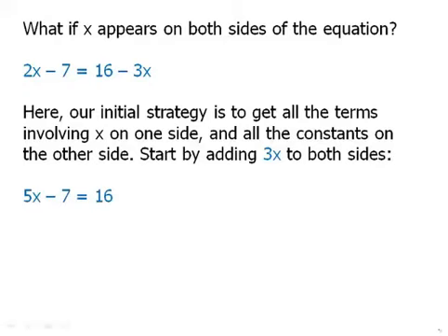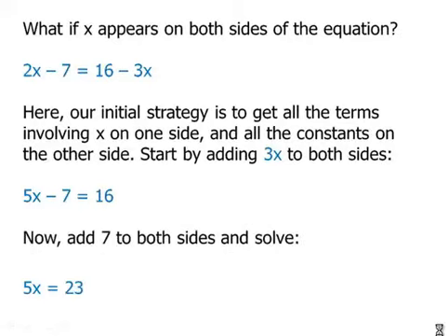On the right side, the x's will just cancel, and on the left side, we get 2x plus 3x equals 5x. Now we have all the x's on one side, so we can just add 7 to both sides. We get 5x equals 23, and divide. We can express the answer either as an improper fraction or a mixed numeral or a decimal, depending on what the answer was looking for.